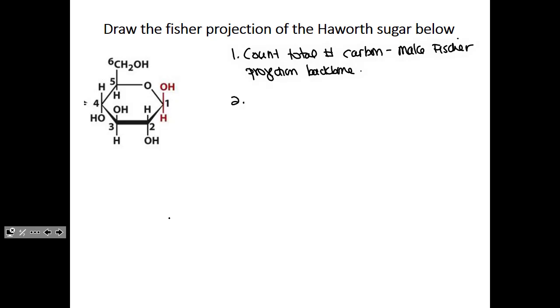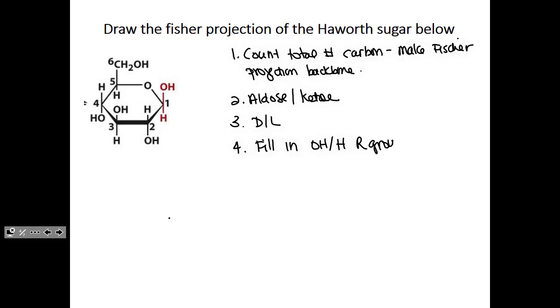Then you want to determine whether you have an aldose or ketose. Determine D versus L stereochemistry. Then fill in your R groups. Okay, so we're looking here, they're labeled, they're nice. 1, 2, 3, 4, 5, 6 carbons. So we'll go ahead and draw out our 6 carbon backbone.